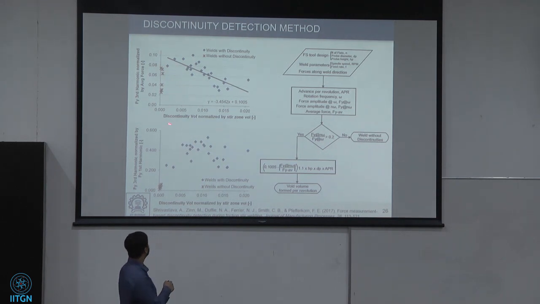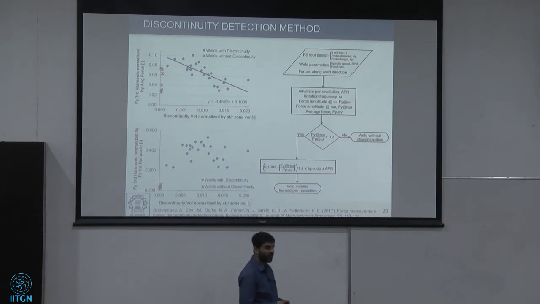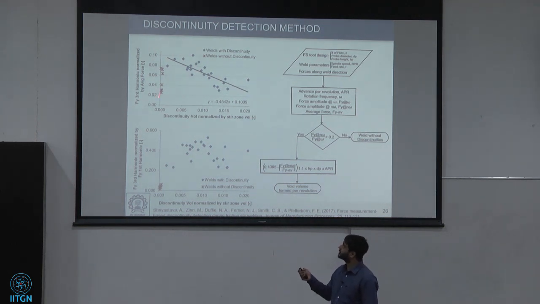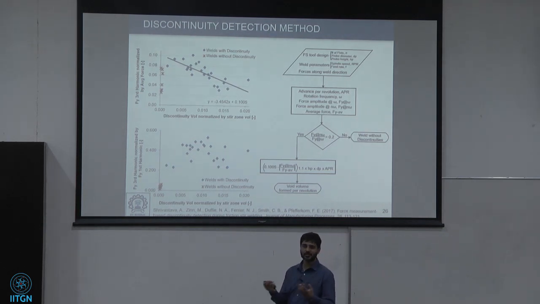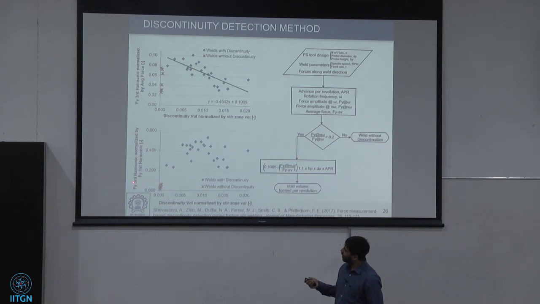One problem was that the same parameter, the third harmonic normalized by the average force, has very similar magnitude for the welds which were made at conditions known to produce no defects, for all the good welds. So how to differentiate between a good weld and a bad weld? How to say when the defect is formed and when it is not formed? So again, when I was looking at different combinations of those force parameters, the ratio of the third harmonic against the first harmonic clearly creates a divide between the welds with defects and without defects.